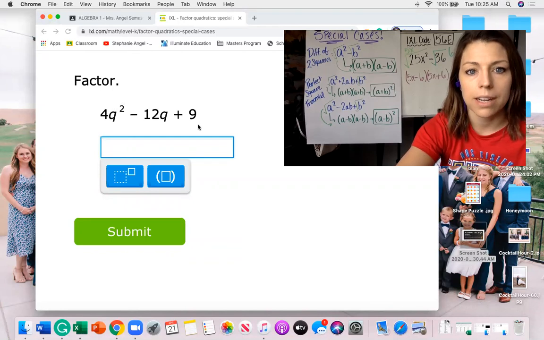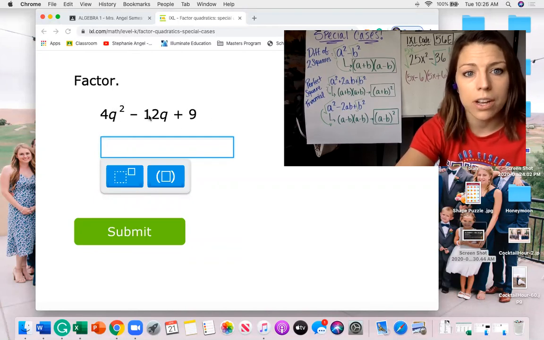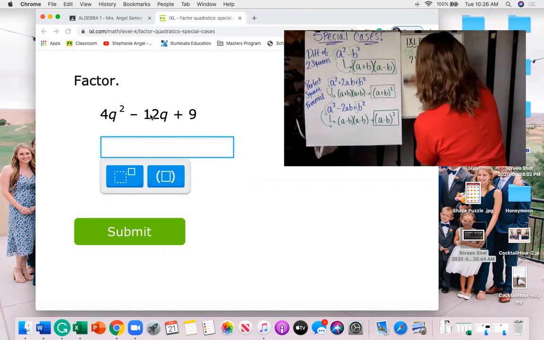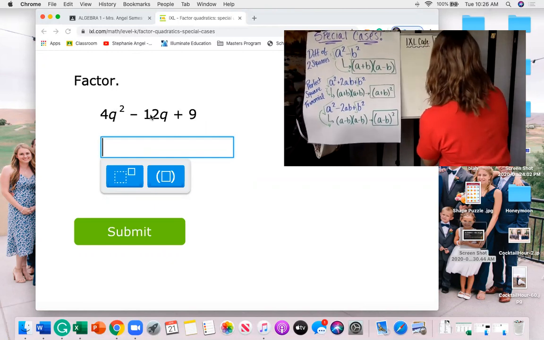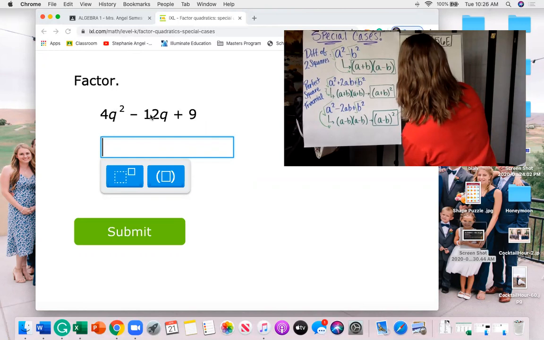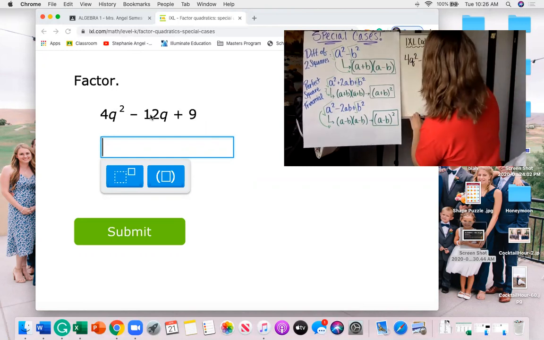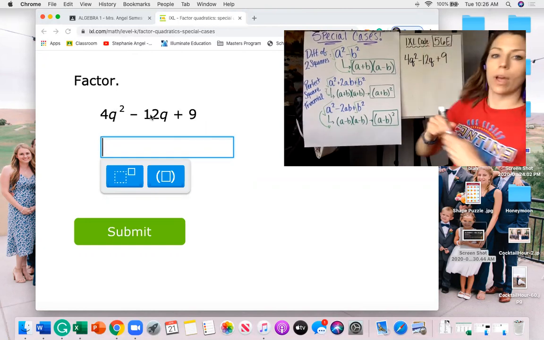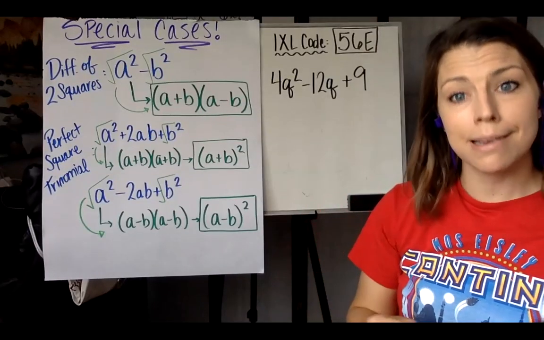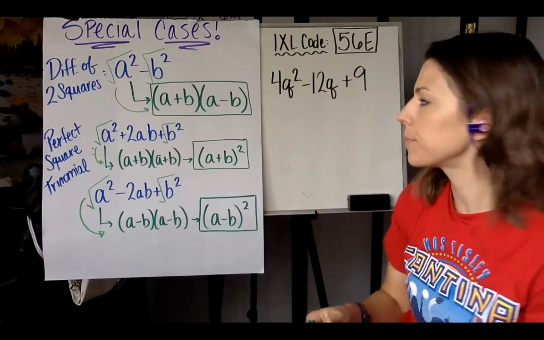Q squared is a perfect square. Is the last term a perfect square? Yeah, 9 is a perfect square. So now we just have to check the middle term. So I'm going to write this one out again. So we have 4q squared minus 12q plus 9. Okay, let's see if this is a perfect square trinomial, because if it is, it only takes 2 steps to factor.